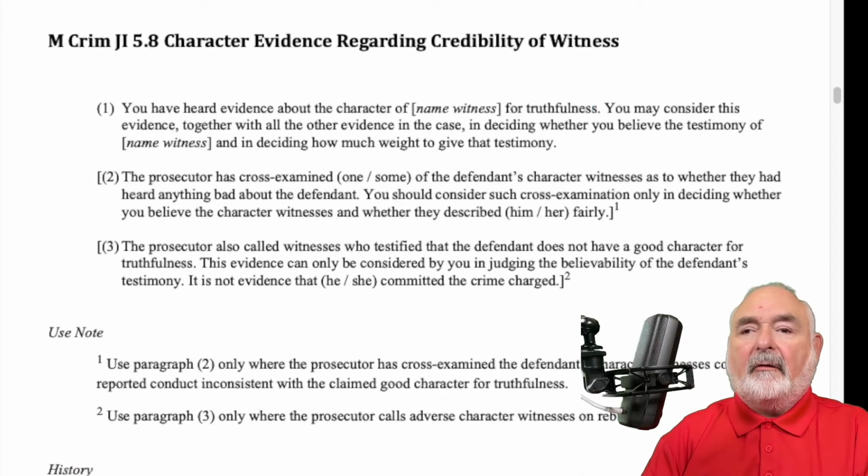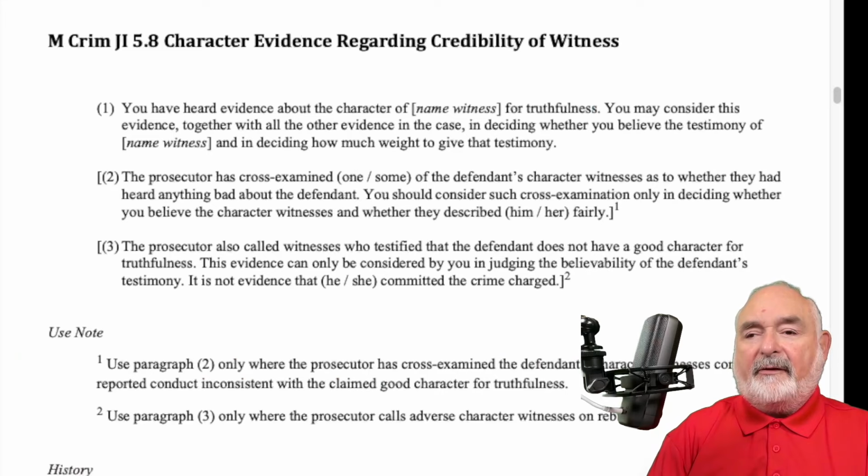So let's end up here today with this particular instruction. Character evidence regarding credibility of witnesses. You've heard evidence about the character of Mr. Smith for truthfulness. You may consider this evidence together with all the other evidence in the case in deciding whether to believe the testimony of Mr. Smith and deciding how much weight to give that testimony.